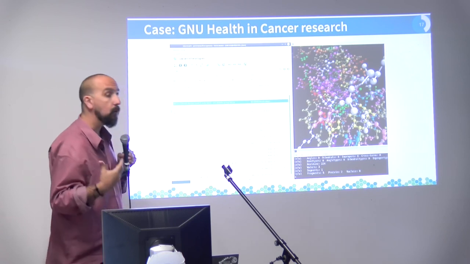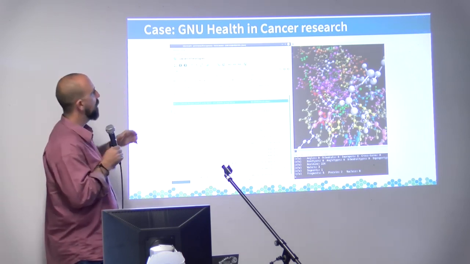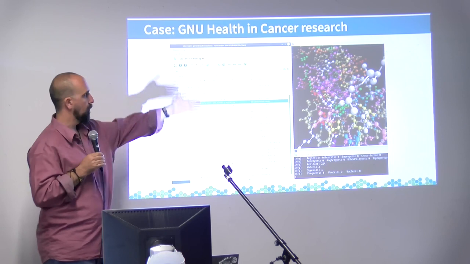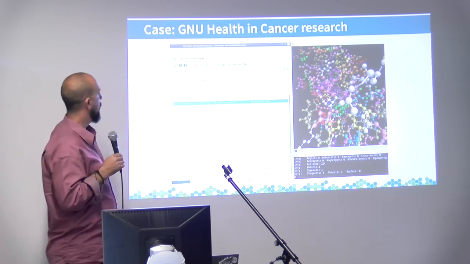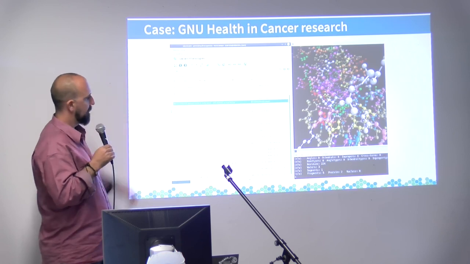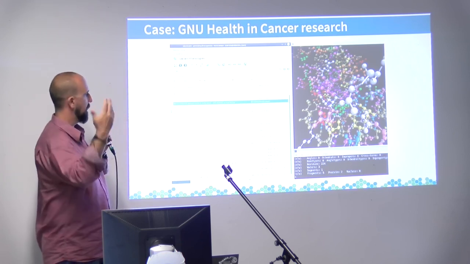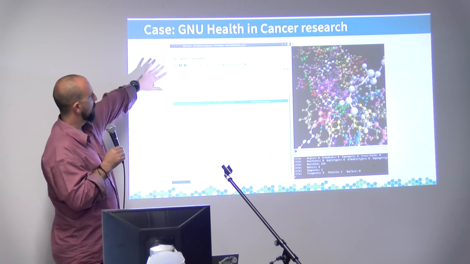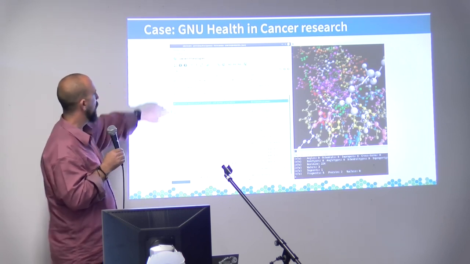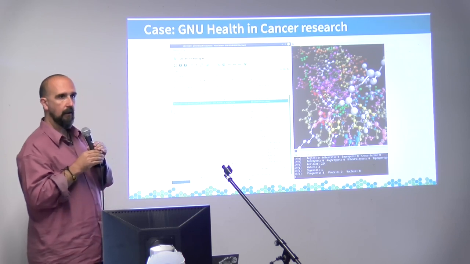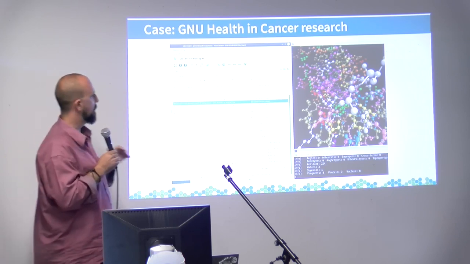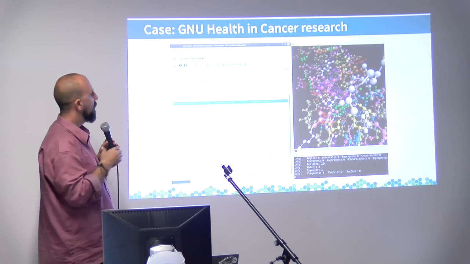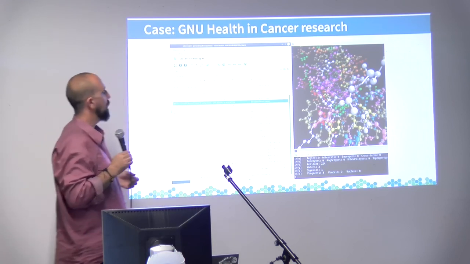So, how do we build those large networks? Here, for example, we put a case of GNU Health in the context of cancer research. And here we have one of the genes, BRCA1, which in this case is responsible for breast and ovarian cancer and other types of ailments. As you can see in this slide, there are over 40 different natural variations, or variants, of this specific gene. Different amino acids change the structure of the protein, making it not very functional.